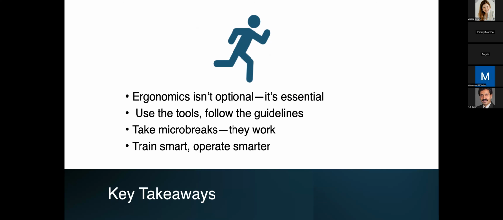Follow the guidelines out there for ergonomics, although not very clear and obvious like other guidelines, but some exercises that we talked about do help. Micro breaks are proven by research to actually work. So you just see what works for you the best, whether you want 2 minute breaks every 20 minutes or every 40 minutes, or you want micro pauses every 40 seconds. You just really have to tailor to what you like and train smart and operate smarter.